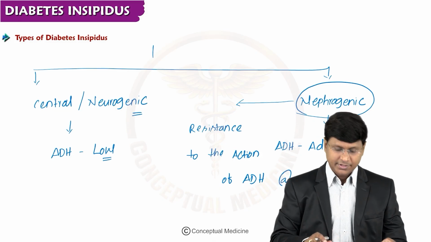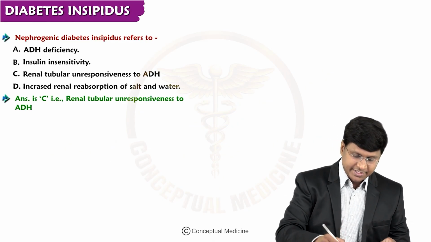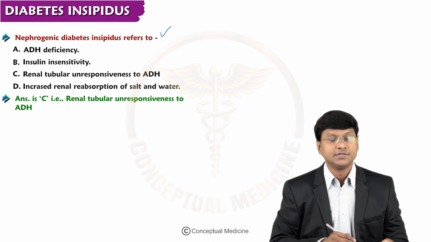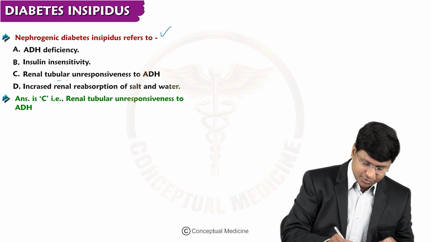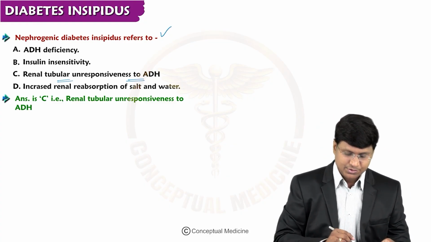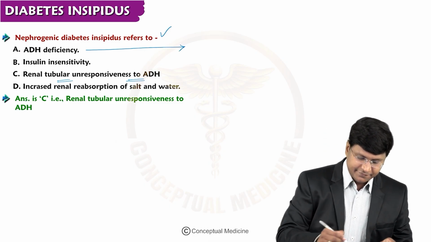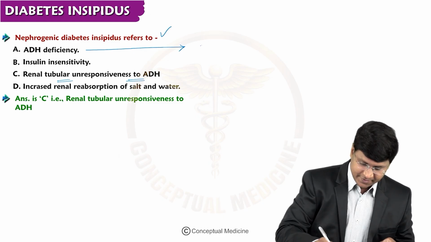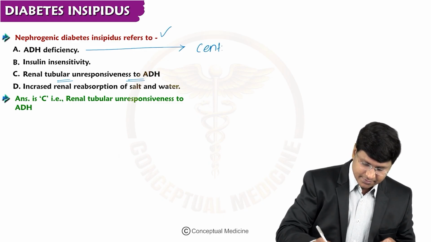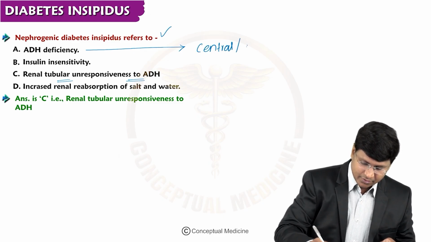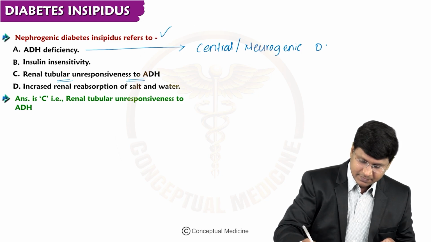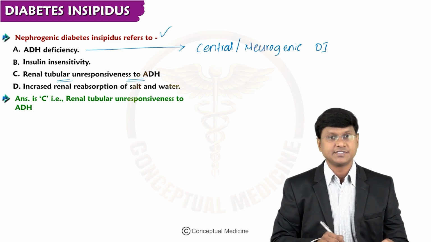Okay, so if you see this question now, nephrogenic diabetes insipidus refers to what? It refers to renal tubular unresponsiveness to your antidiuretic hormone. Whereas if you take the first option, ADH deficiency, this is nothing but your central or neurogenic diabetes insipidus.